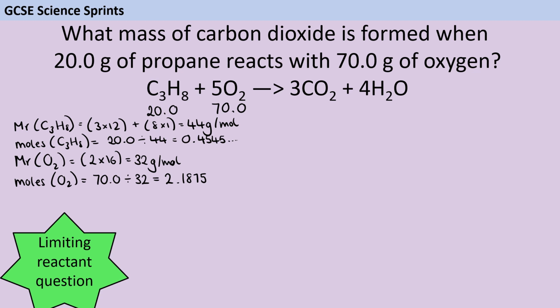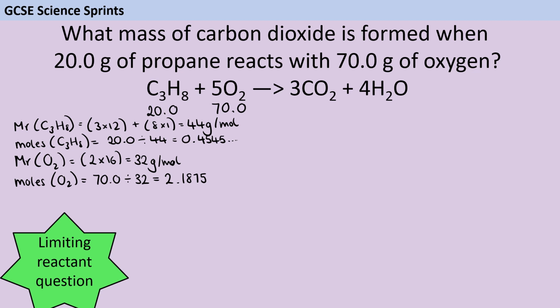So now I've already earned myself 2 marks, and now I need to figure out which one of these reactants is limiting. Which one do I not have enough of? Now that's not as straightforward as saying which one do I have less of. If I had a reaction where they were reacting in a 1-to-1 ratio, so for every 1 propane I needed 1 oxygen, then yes, I could just look at which one was there less of. But that's not what I've got here.